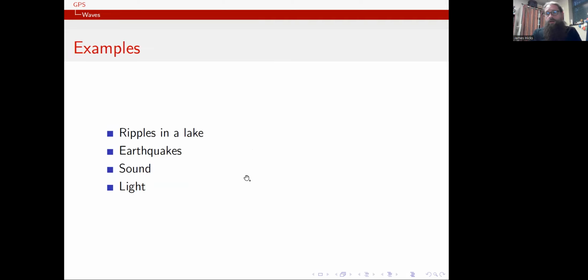So ripples in a lake, the rings spreading out, those are waves. Earthquakes are waves in the ground. Sound and light are both waves. So a whole lot of different wave phenomena around us every day.